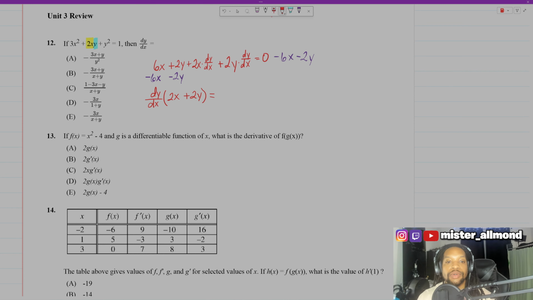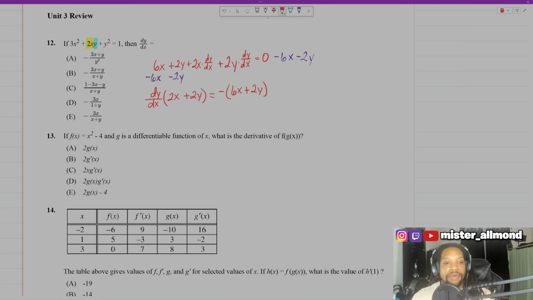And then that equals negative. Now I bet you they're going to factor out a negative sign. So since both of my terms on the right are negative, I can factor out a negative. So that'll be 6x plus 2y. Yes. If I distribute that, I get negative, negative.